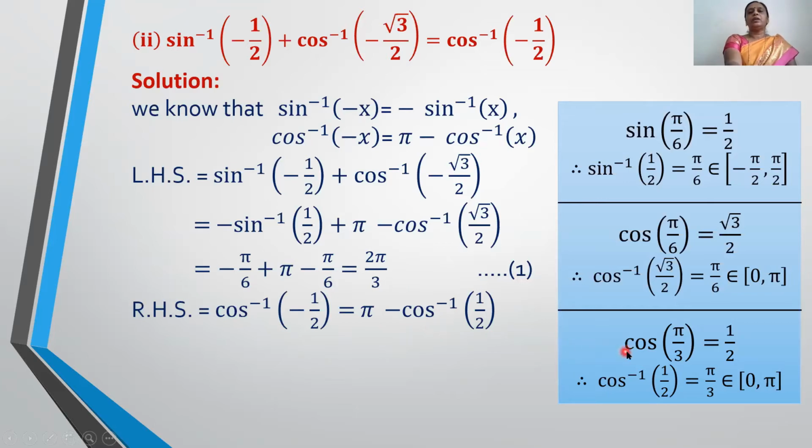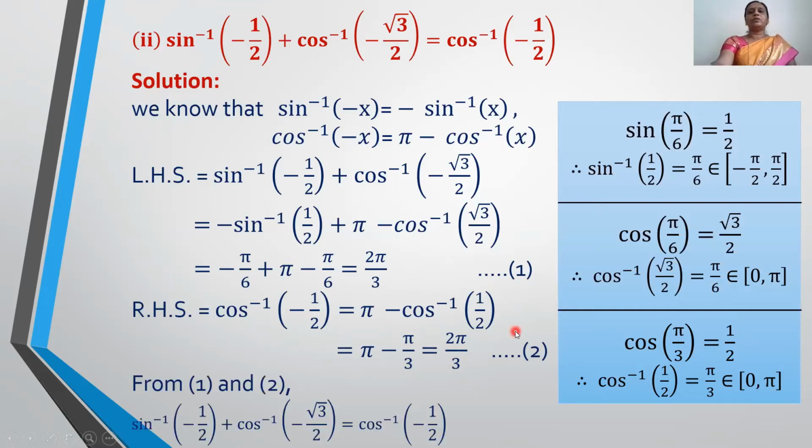Then we know that the value of cos(pi/3) is 1/2, therefore cos inverse of 1/2 will be pi/3, and this pi/3 belongs to the range interval of the cos inverse function. Therefore, in the next step, we will keep the value of cos inverse 1/2 as pi/3, with pi and the minus sign as it is. Simplify this. After simplification, this is 2 pi/3.